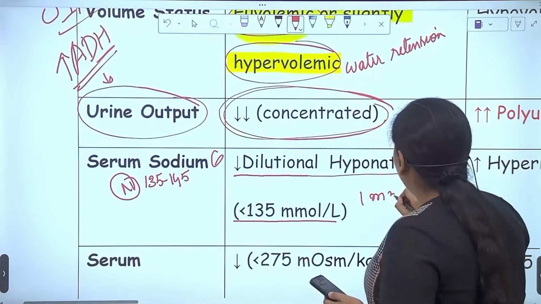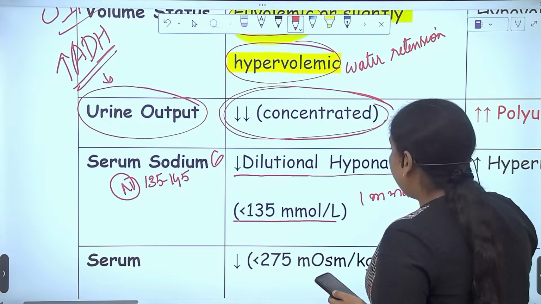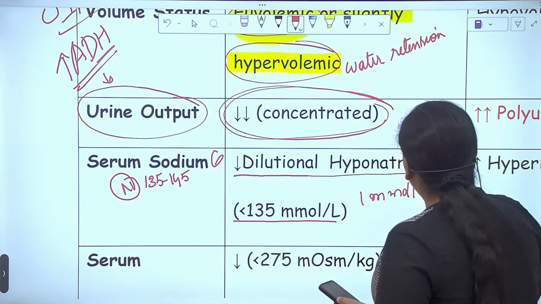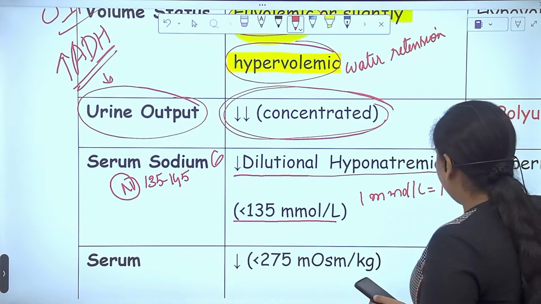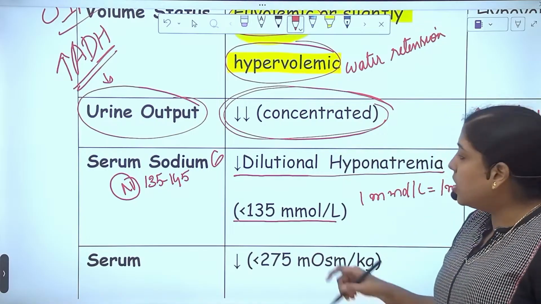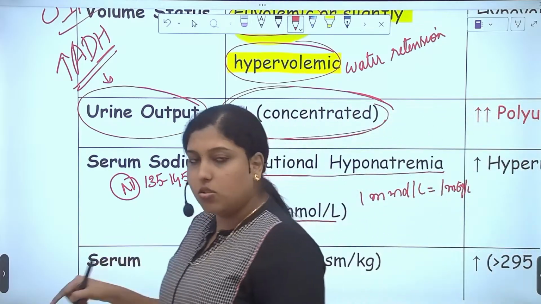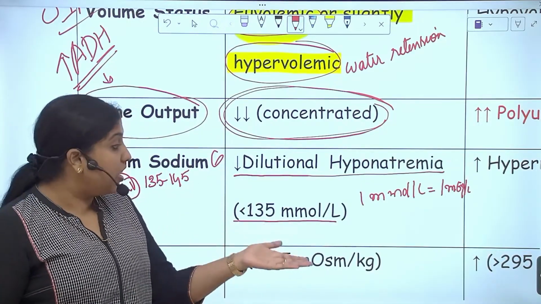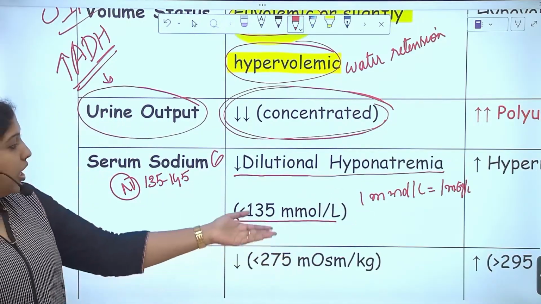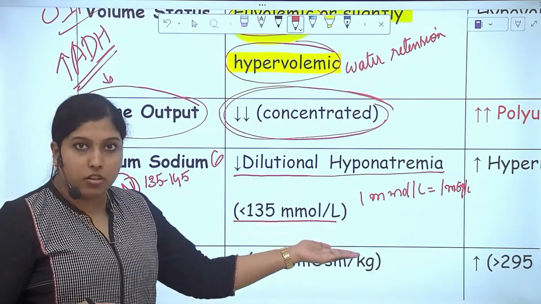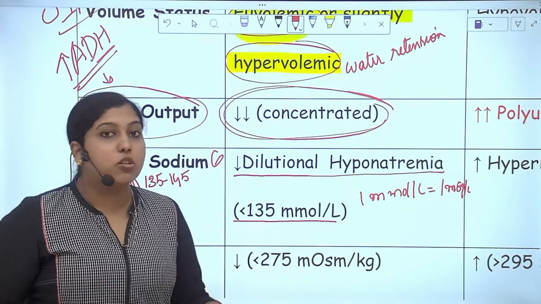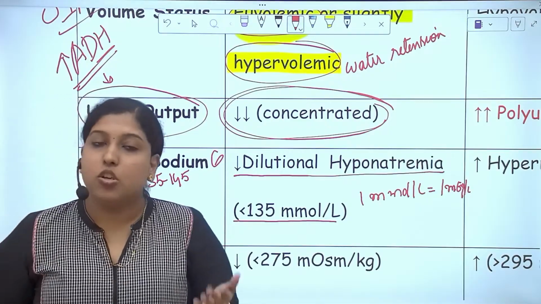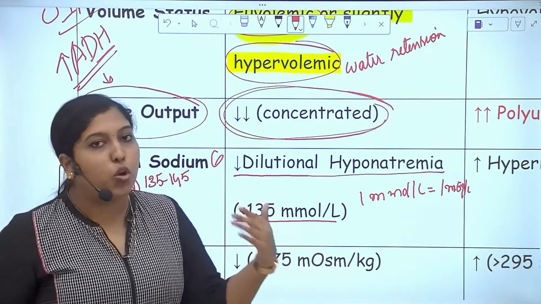1 millimole per liter is equal to 1 milliequivalent per liter. This sodium is a monovalent ion. So if they confuse you by giving millimole per liter instead of milliequivalent per liter, you should not get confused, because sodium is a monovalent compound. So 1 millimole is equal to 1 milliequivalent.